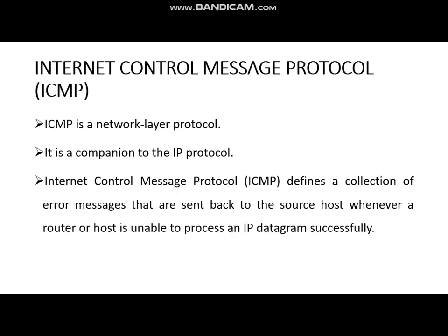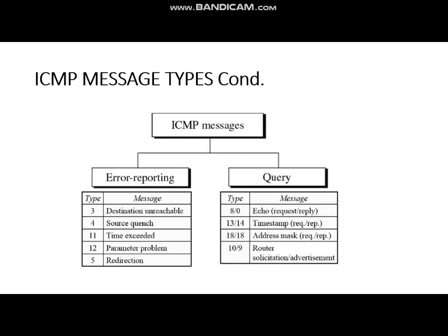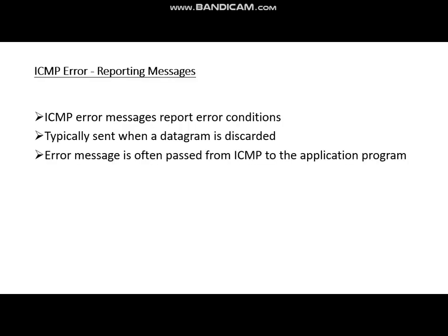Internet Control Message Protocol, ICMP, is a network layer protocol, a companion to the IP. The Internet Control Message Protocol defines a collection of error messages that are sent back to the source host whenever a router or host is unable to process the IP datagram successfully. ICMP message types are error reporting or query messages. ICMP error messages report the error condition, typically sent when the datagram is discarded. The error message is often passed from ICMP to the application program.